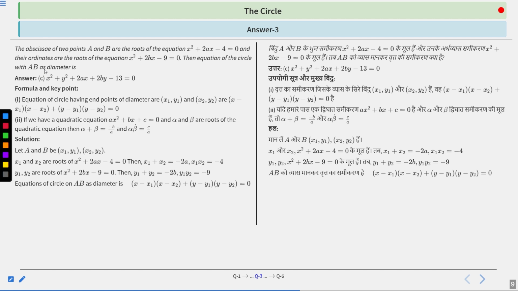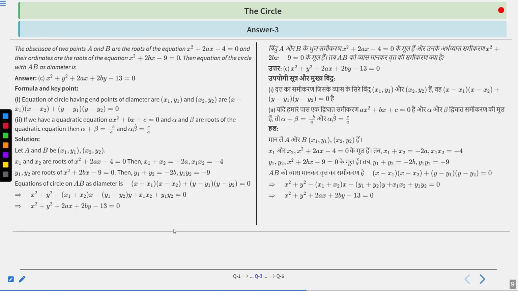Now the equation of the circle on AB as diameter is (x minus x1)(x minus x2) plus (y minus y1)(y minus y2) equal to 0. Right? So we can easily get the equation of the circle by solving this. You will get x square plus y square minus (x1 plus x2) into x minus (y1 plus y2) into y plus x1 x2 plus y1 y2 equal to 0.